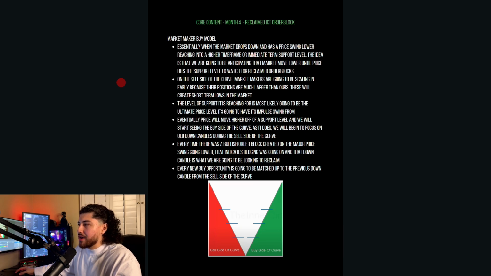Eventually, price will move higher off of a support level and we will start seeing the buy side of the curve. As it does, we will begin to focus on old down candles during the sell side of the curve. Every time there was a bullish order block created on the major price swing going lower, that indicates hedging was going on, and that down candle is what we are going to be looking to reclaim. Every new buy opportunity is going to be matched up to the previous down candle from the sell side of the curve.